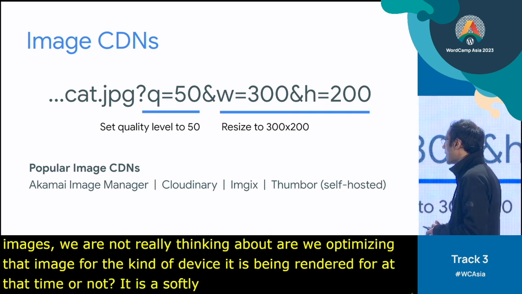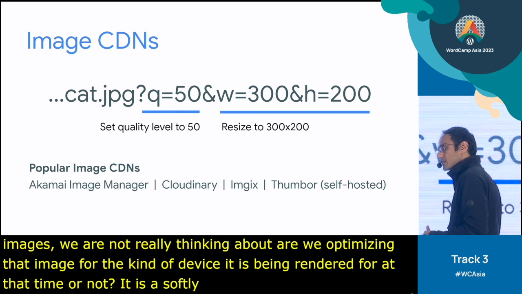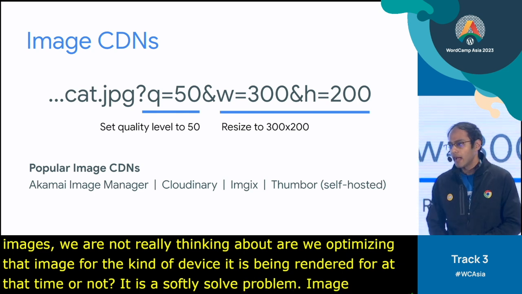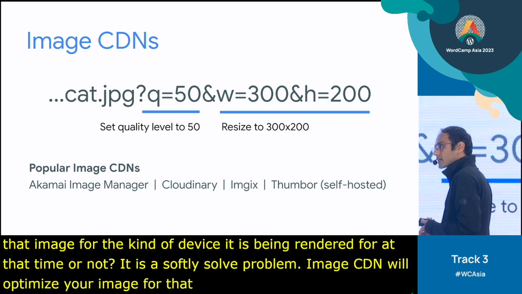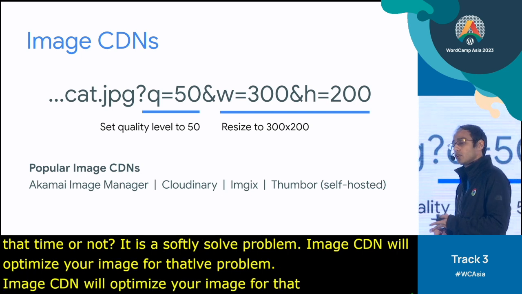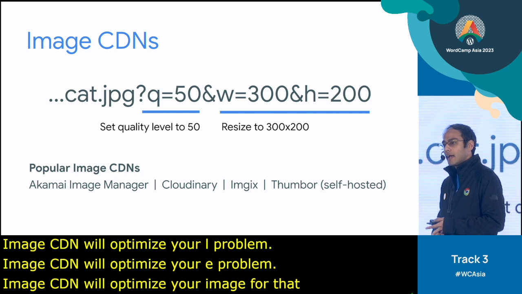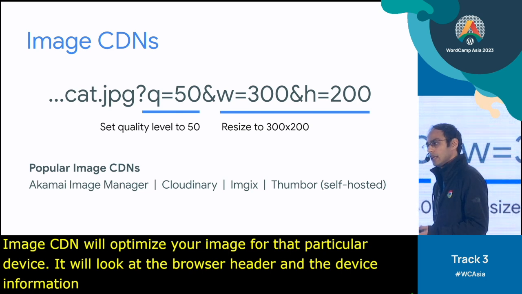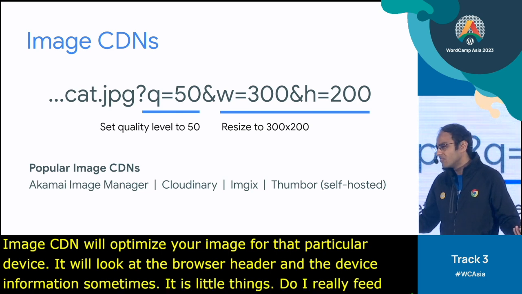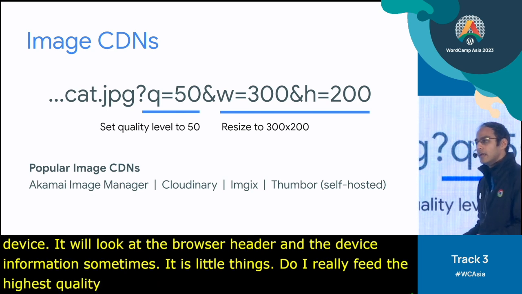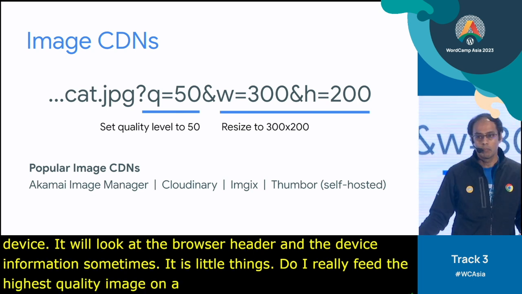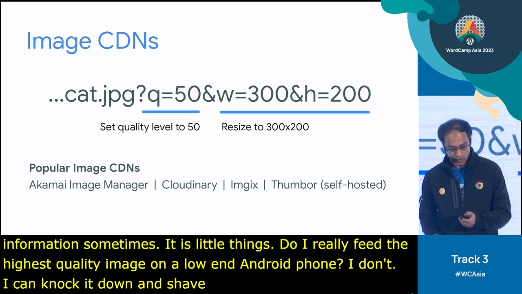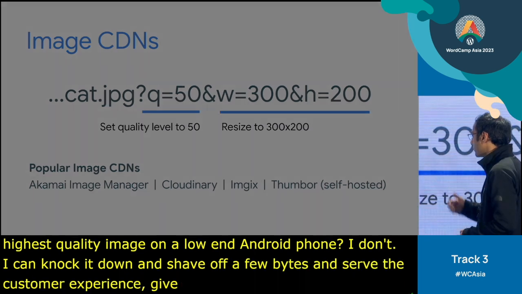So an image CDN will basically optimize your image for that particular device. How does it do that? It's pretty straightforward. It will look at the browser information that's coming in, the browser agent in the headers. It will also sometimes look at the device information. And it's a little thing, right? You have this quality over here. Do I really need the highest quality image on a low-end Android phone? I don't. I don't have that high resolution screen. So I can knock this down, I can shave off a few bytes, and I can serve that customer faster, give them a better experience, and save bytes on the server side. So it's a win-win for everyone.